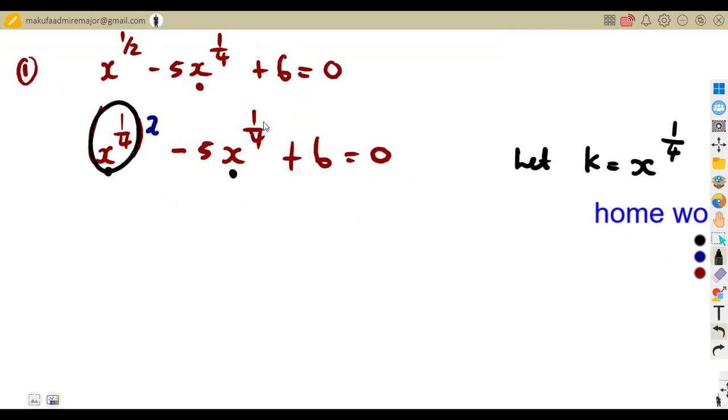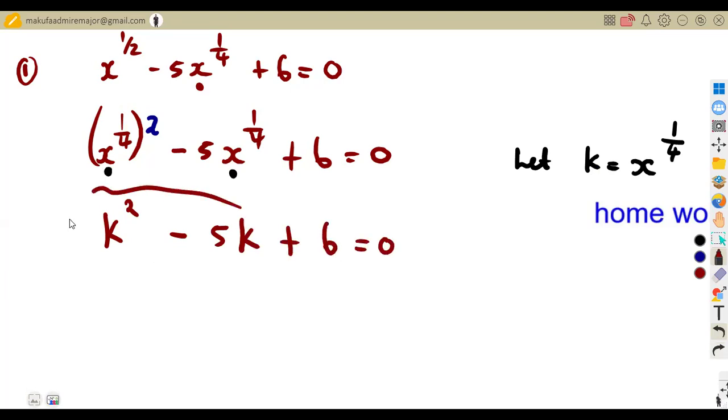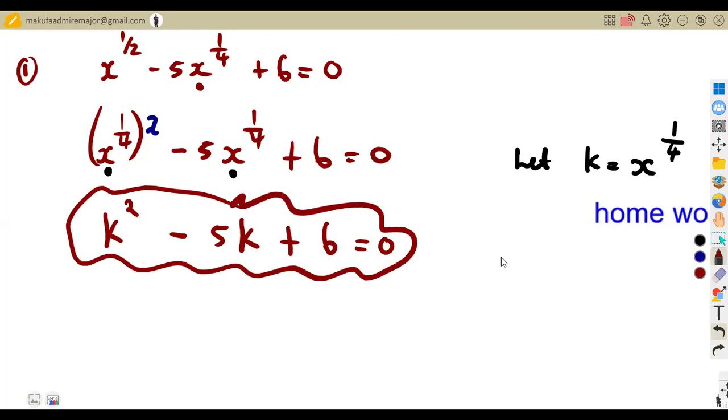So what does it mean? In place of this, we are supposed to substitute K, but this is squared. So that is going to be K squared, minus 5, in place of this x to the exponent of 1 over 4, we substitute a K, plus 6, is equal to 0. So we have formed a normal quadratic equation that we are used to.